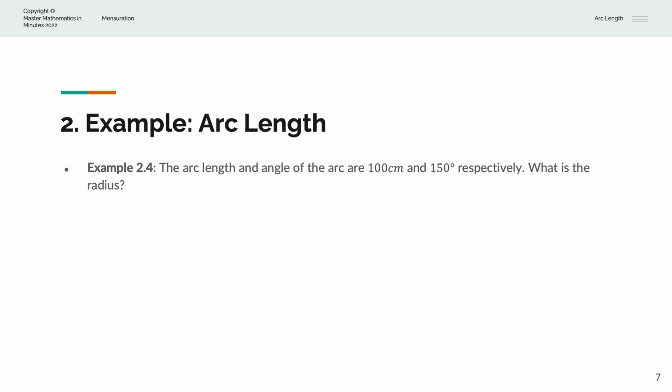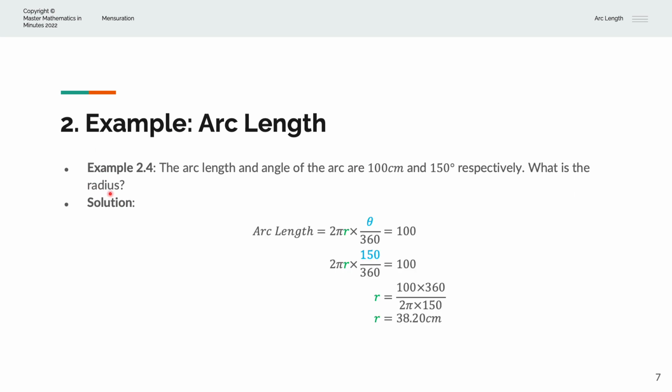In the fourth example, we're given the arc length and angle of the arc are 100 centimeters and 150 degrees respectively, and we're asked to find the radius. So, with arc length as equal to 2 pi r multiplied by theta over 360, we'll set that to be 100 centimeters from the question.